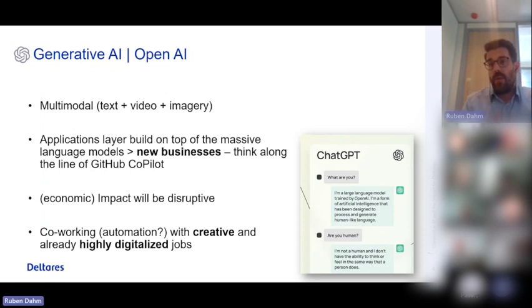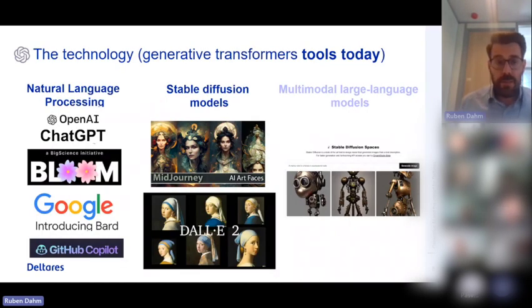We also thought the co-working or the automation will affect really already highly digitalized jobs, in essence, our work. And it's way broader than ChatGPT. On NLP, so the natural language processing, many initiatives are already started. So Google Bard, GitHub Copilot. There's an open science initiative called Bloom. If you look towards the creation of images, you have Midjourney, DALL-E, but also Dream Studio.